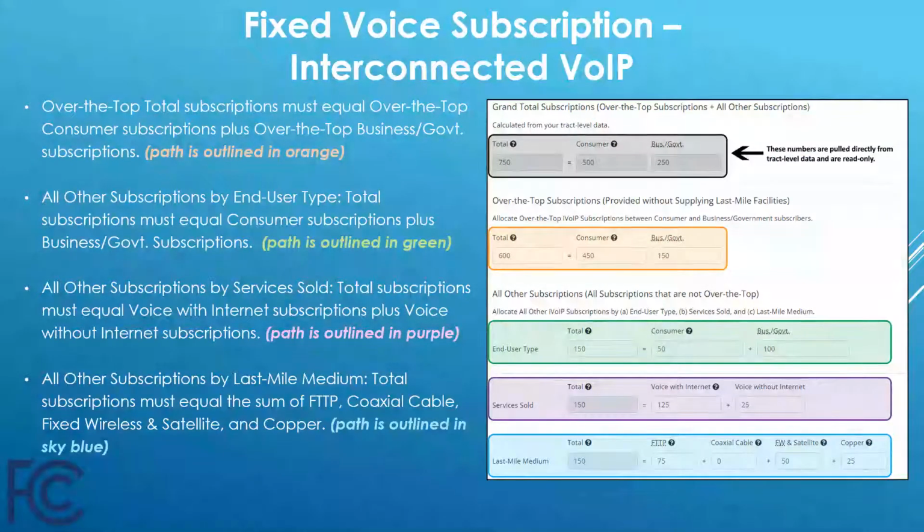For state level data within fixed voice subscription, a checklist is displayed on the page to let you keep track of your progress. As you satisfy an item on the validation checklist, you will see a green check mark. Completing all items in the checklist will allow you to submit your data.